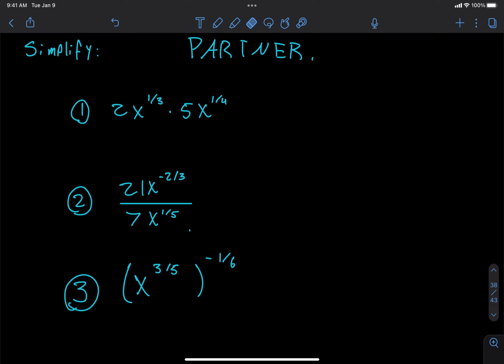So the rule for if I do x squared times x cubed, what do I do with the powers? Not multiply, but add, right? I get x to the 5th. So if I do x to the 1/3 times x to the 1/4, what am I going to do with the powers? I need to add them, so find a common denominator.